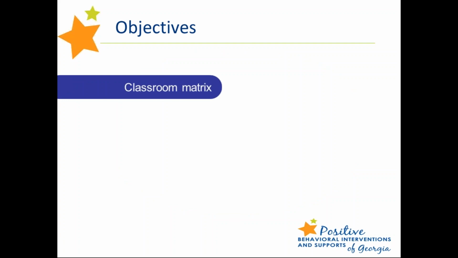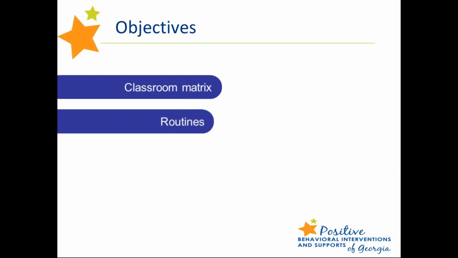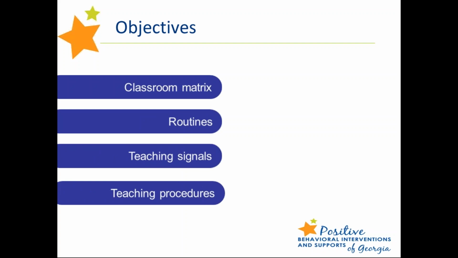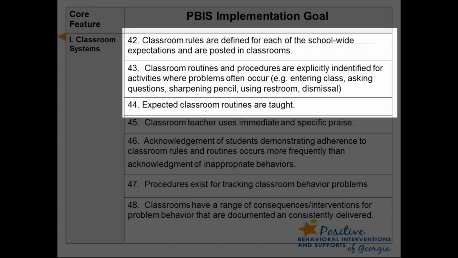In this module, you will learn about developing a classroom matrix, routines, teaching signals for getting class attention, and teaching procedures. This module will also cover the first 3 items of Section 1 in the Benchmarks of Quality, Classroom Systems. Classroom rules are defined for each of the school-wide expectations and are posted in classrooms. Classroom routines and procedures are explicitly identified for activities where problems often occur, and expected classroom routines are taught.